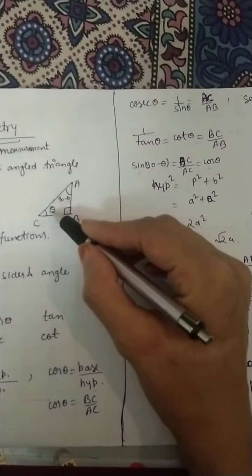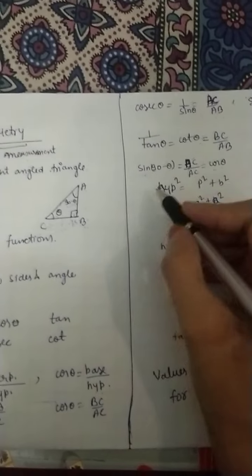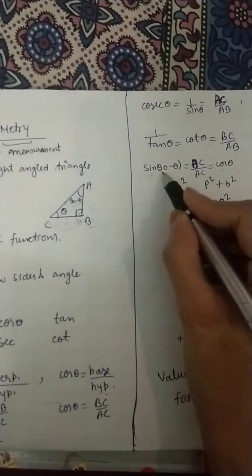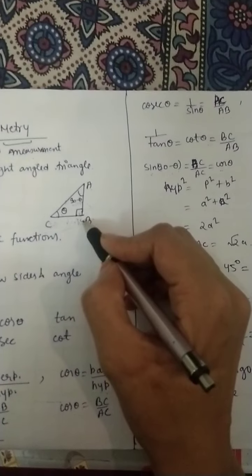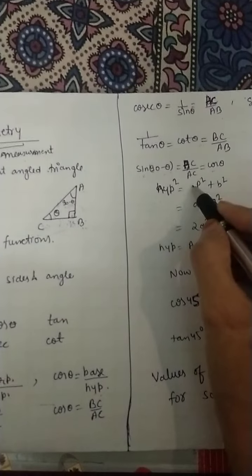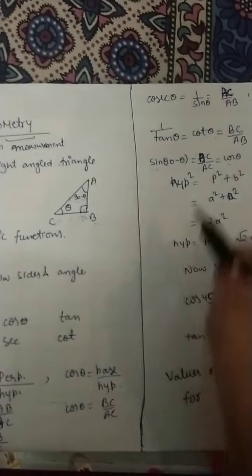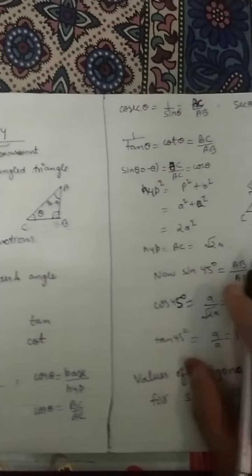Now if I want to calculate the complement of this theta, which is 90 minus theta, I am calculating the sine of this 90 minus theta. So in this case the perpendicular will be BC and hypotenuse is AC. So the sine will be BC upon AC, which is equal to cos theta. So the sine of the complement, 90 minus theta, is equal to cos theta.